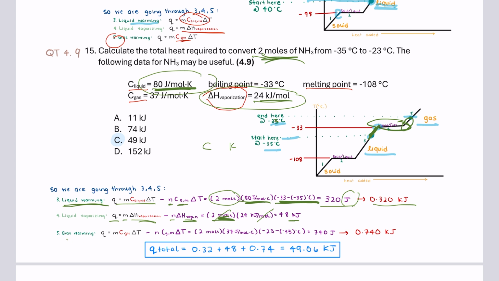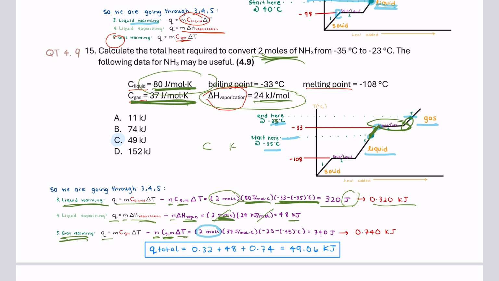Then finally, step 3 is heating the ammonia gas from its boiling point of negative 33 degrees Celsius up to negative 23 degrees Celsius after it has fully vaporized. Since this is another temperature change and not a phase change, we can go back to using the heat equation for warming. Again, since we're working in moles and the heat capacity is given as molar heat capacity, we will use Q is equal to n multiplied by the molar heat capacity multiplied by delta T. We have all these values, so we can plug them in.